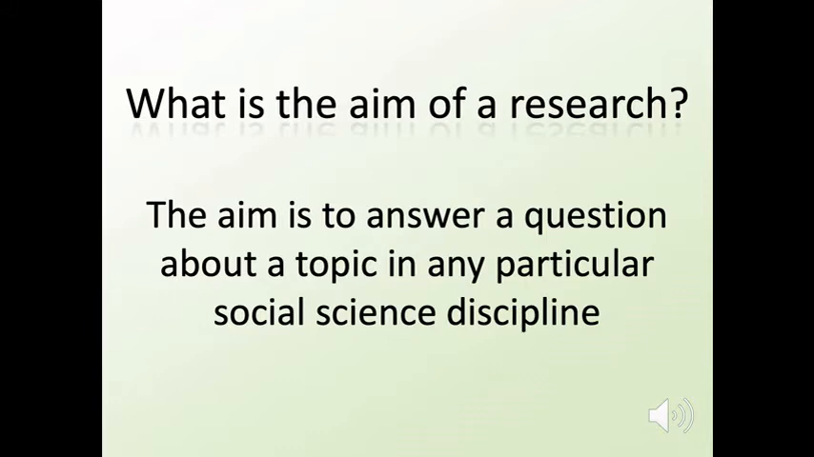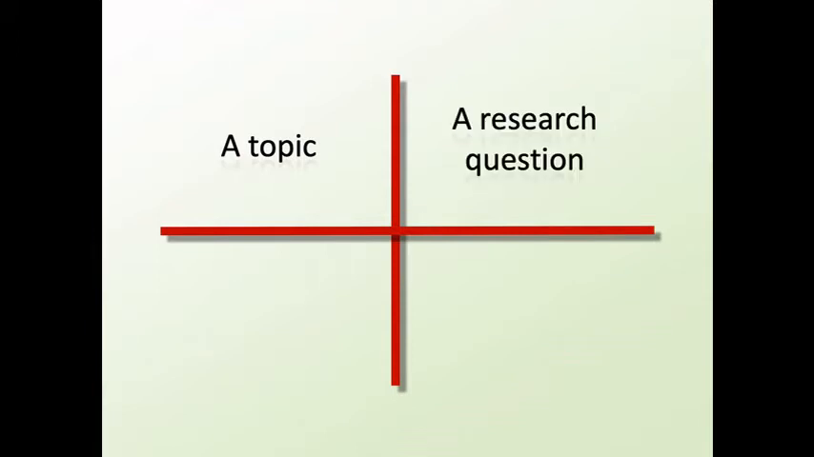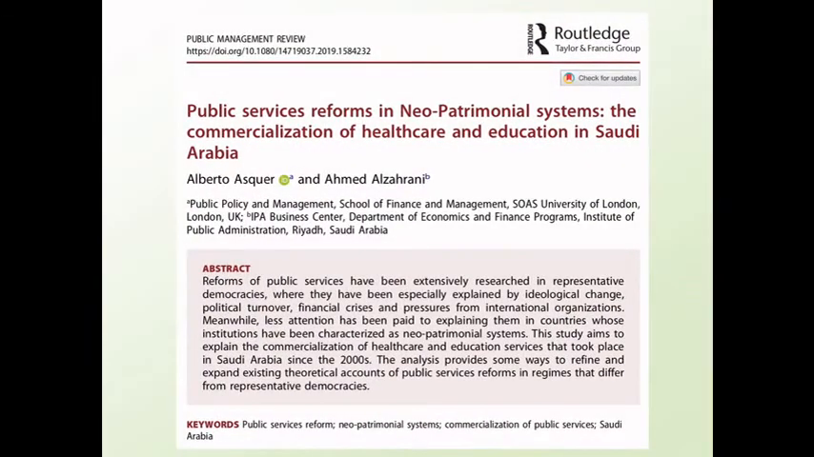In this presentation, I share the general features of the process through which I usually design my research projects. For the sake of simplicity, research design consists of four basic component parts. A research is about a topic of interest, it includes a research question, it builds on empirical evidence, and it offers empirical findings. For example, a few years ago I carried out a study on why public services reform happened, which was empirically based on experiences of commercialization of healthcare and education services in Saudi Arabia. I will review the design features of the study as a way to illustrate the role that the four basic component parts of the research design play.